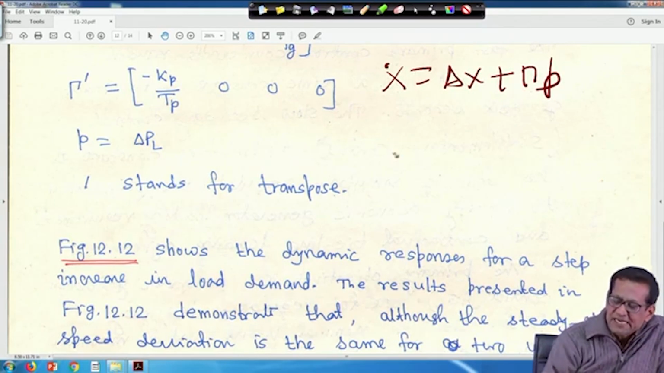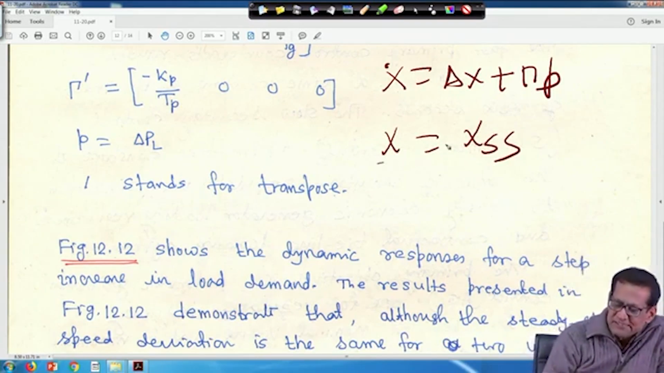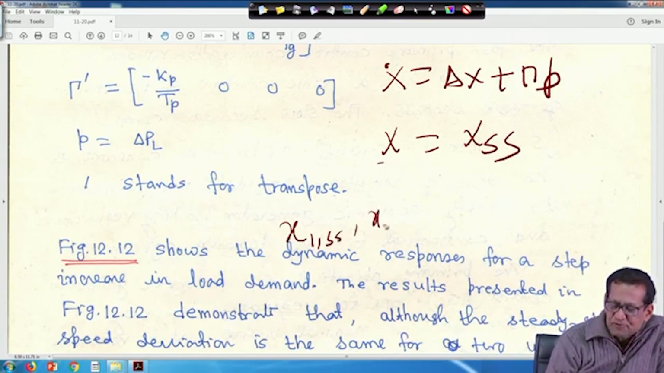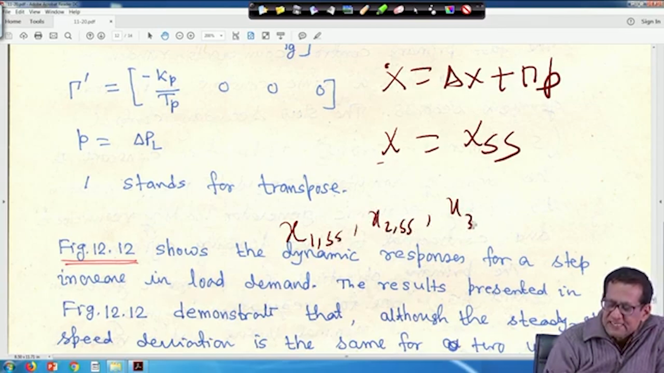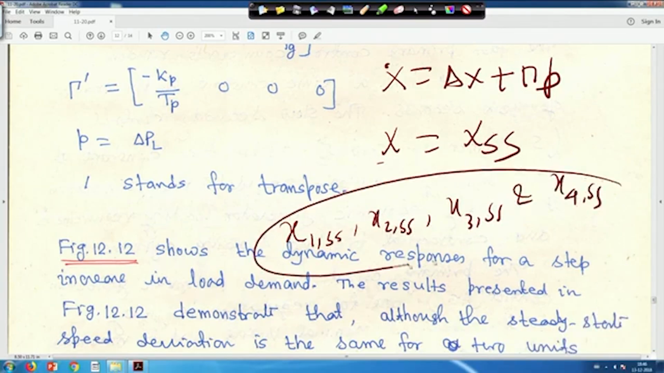Now at steady state, x is equal to x ss, the steady state value. That means x, all the state variables, that is x1 ss, x2 ss, x3 ss and x4 ss, the steady state values of all the state variables. Now when all these reach the steady state, what will happen to the derivative? The derivative will be 0 when all the state variables reach the steady state.